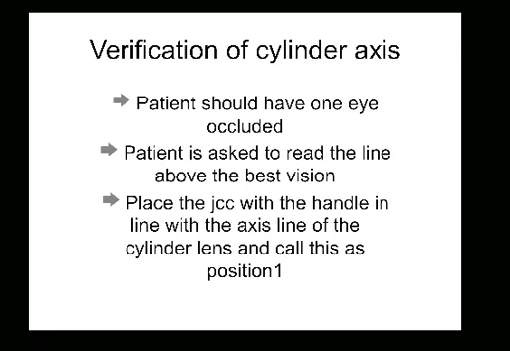For that, the patient should have one eye occluded, and the patient is asked to read the line above the best vision. It means that if the patient's best corrected visual acuity is 6 by 18, we will instruct the patient to read the 6 by 12 line.